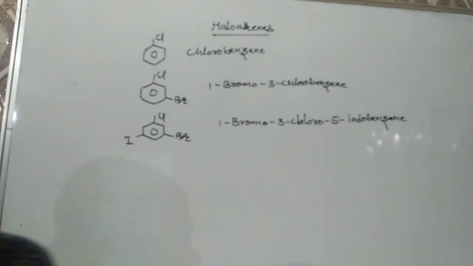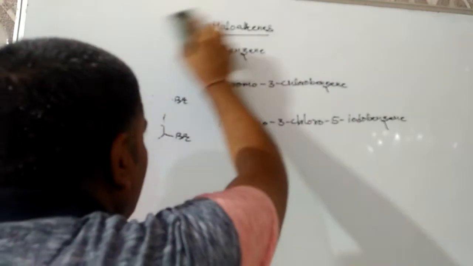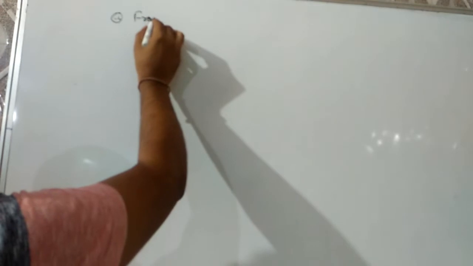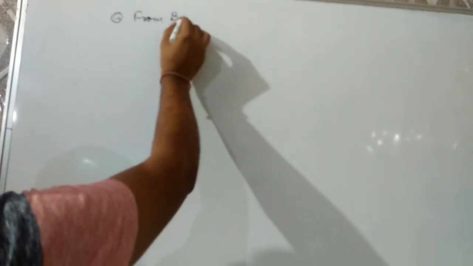Now, we have to discuss the methods of preparation of haloarenes. Methods of preparation of haloarene. And the first method is from benzene.